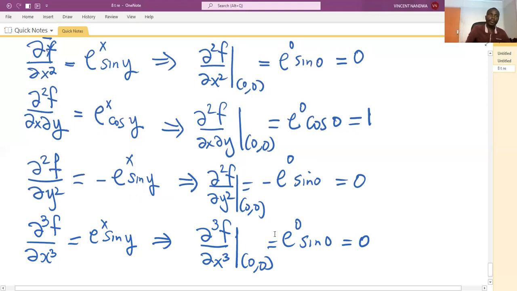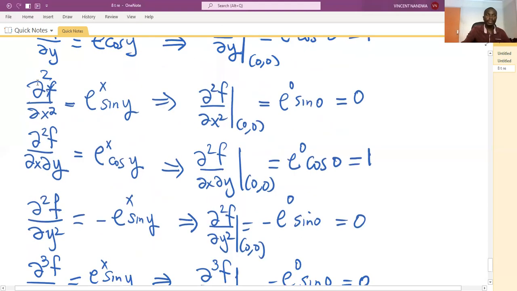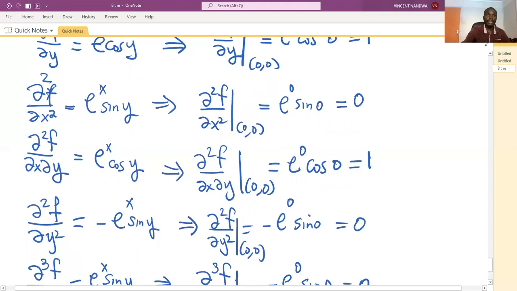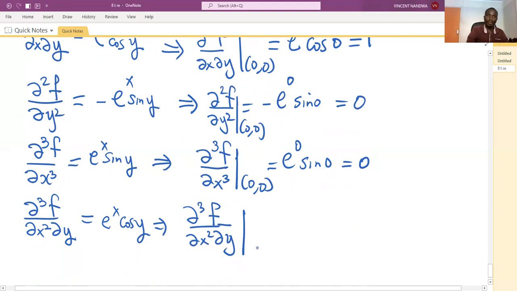Next, we find partial cubed f partial x squared and then partial y. So once we have the second partial derivative with respect to x twice, then differentiate with respect to y, and this will give us e raised to power x cos of y. So it tells us that the third partial derivative of f, partial x squared partial y, at the point 0, 0 will be e raised to power 0 cos of 0, which is 1.